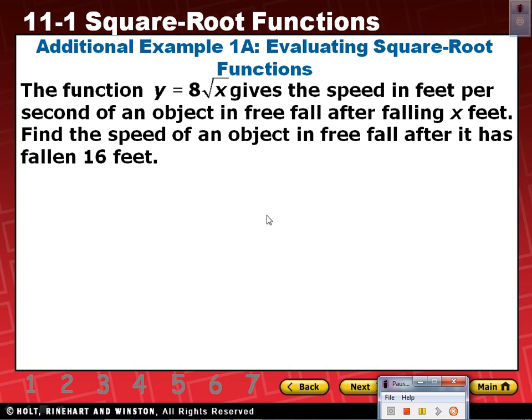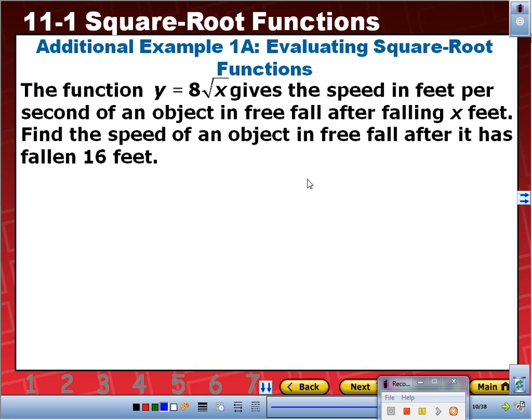All right, pencils down, eyes up here. Focus, please. I'm going to go over this one. It says, the function y equals 8 times square root of x gives the speed in feet per second of an object in free fall after falling x feet. Find the speed of an object in free fall after it has fallen 16 feet. This one only applies step one of the ones we wrote. What did step one say? To evaluate, substitute values for x and simplify. I'm going to write my function first: y equals 8 times square root of x. When a number and a variable are side by side or next to the radical, it means multiplication. That's why I do this: y equals 8 times square root. And then I'll substitute. What is the value?